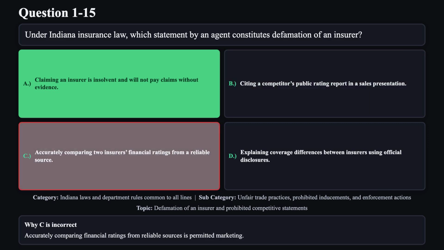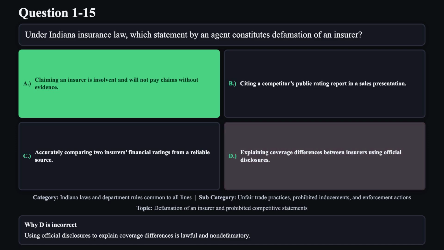Reason C is not correct. Accurately comparing financial ratings from reliable sources is permitted marketing. Reason D is not correct. Using official disclosures to explain coverage differences is lawful and non-defamatory.